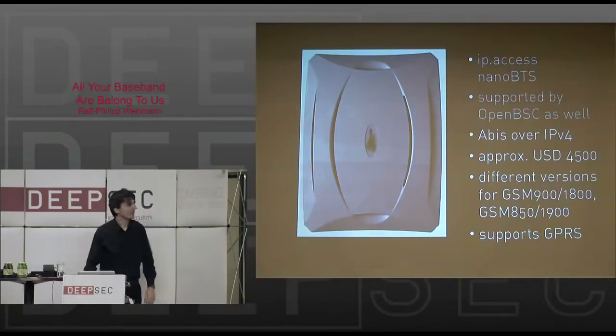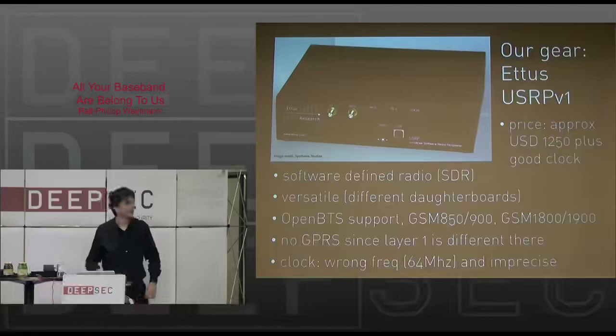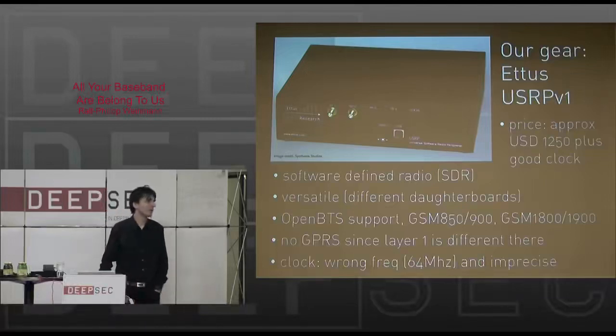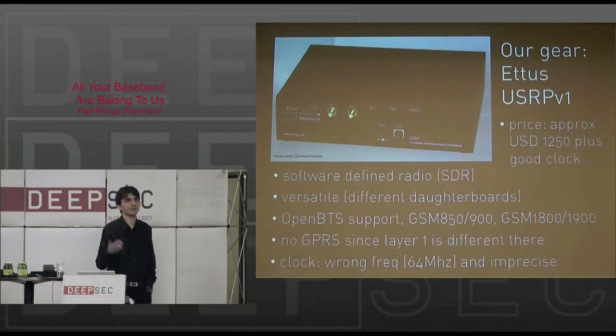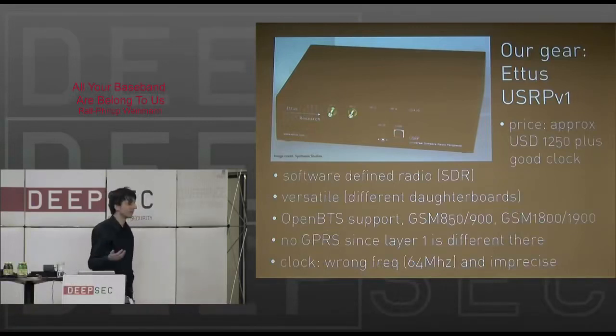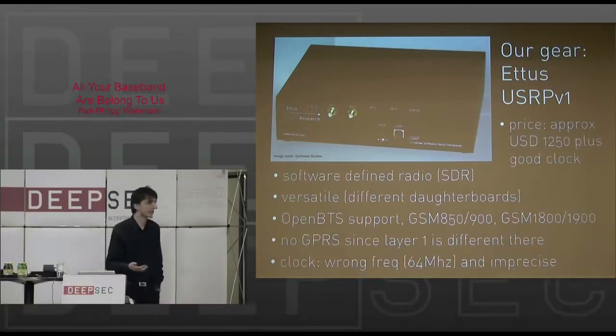There's something in between that I've used and broken, apparently. The price for this is approximately $1,250 plus a good clock. This is a software-defined radio, the USRP. It's very versatile. You can not just do attacks on GSM with it. We've also done DECT research with it. You can also do RFID sniffing with it and many other things. You can watch TV with it if you want to.